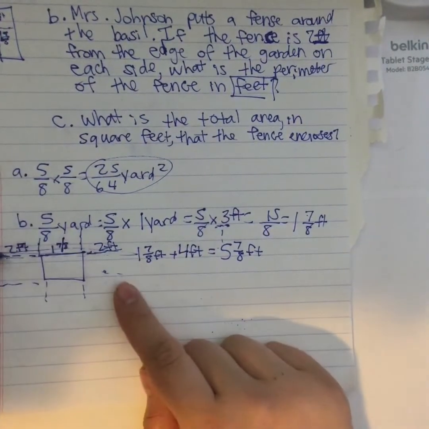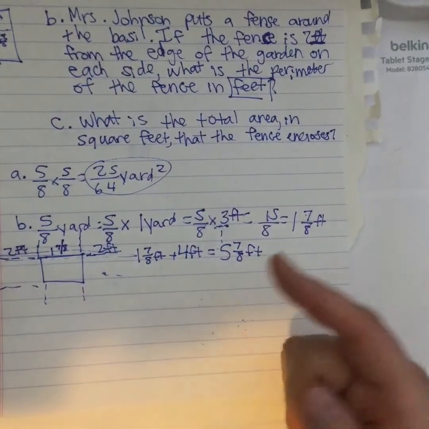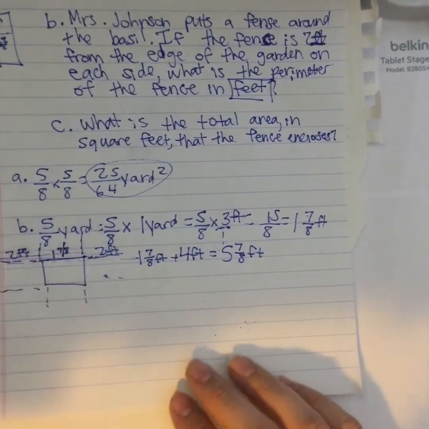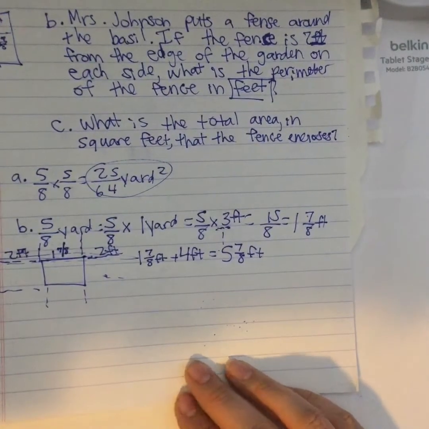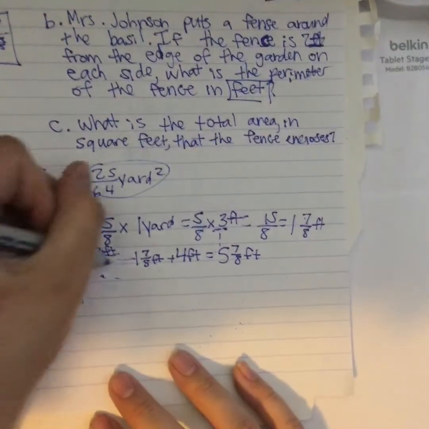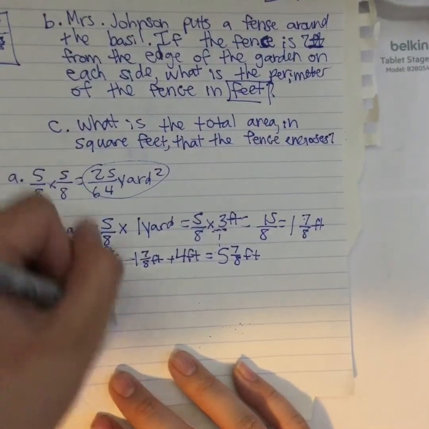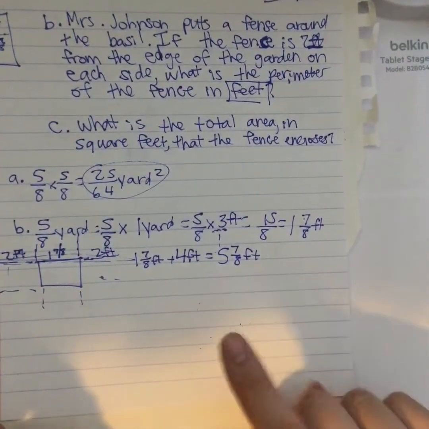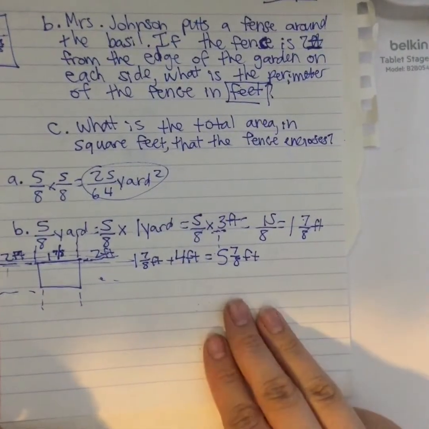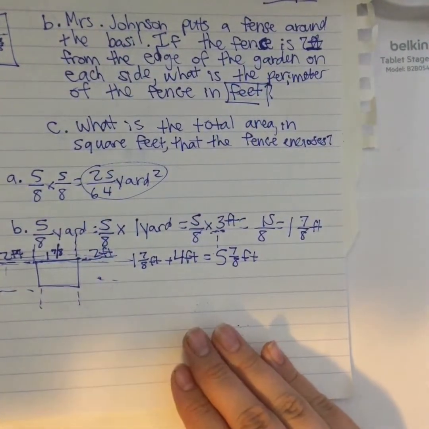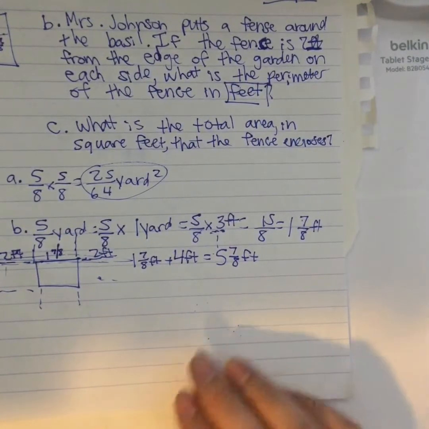So if each side is 5 7/8 feet, then what does that tell us about the rest of the sides? Well, since it's a perfect square, we know that the rest of the sides are also 5 7/8 feet. So when we're doing perimeter, we are adding together all 4 sides. So we could add 5 7/8 feet plus 5 7/8 feet plus 5 7/8 feet plus 5 7/8 feet. But something we know about multiplication is multiplication is just repeated addition.